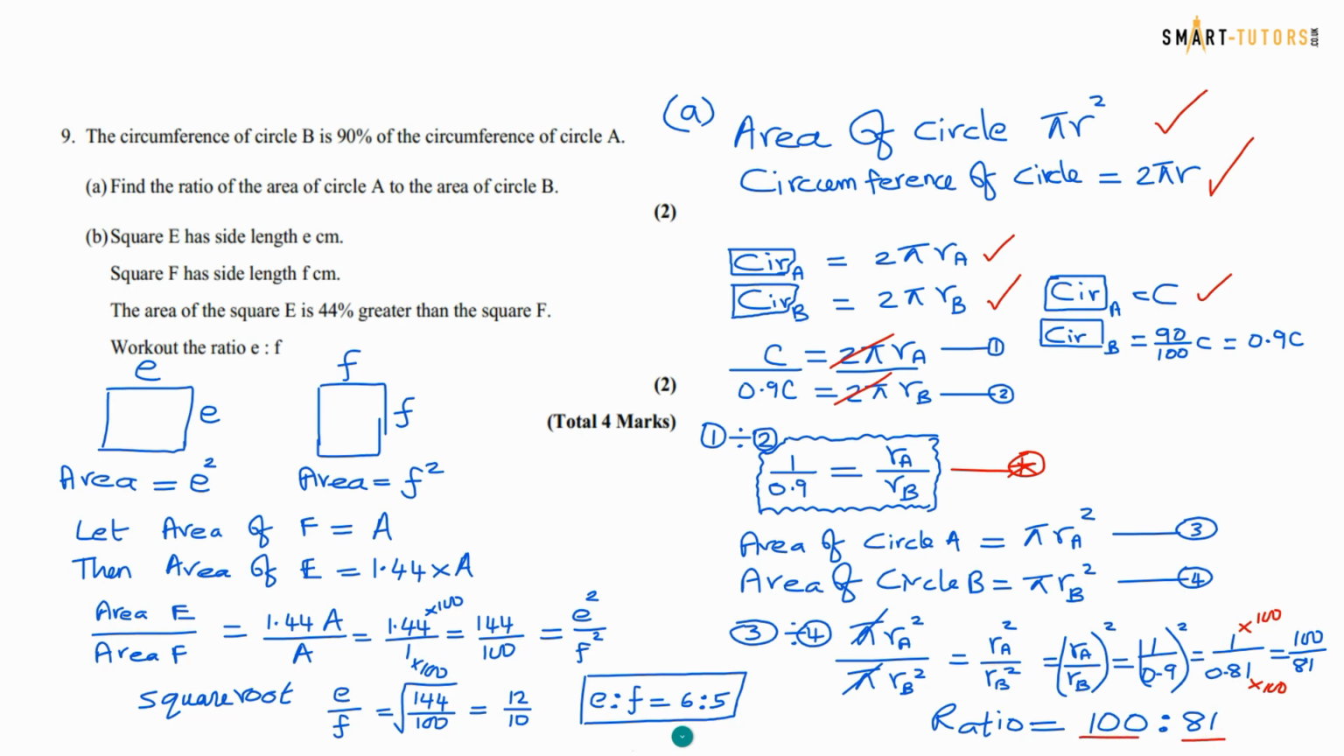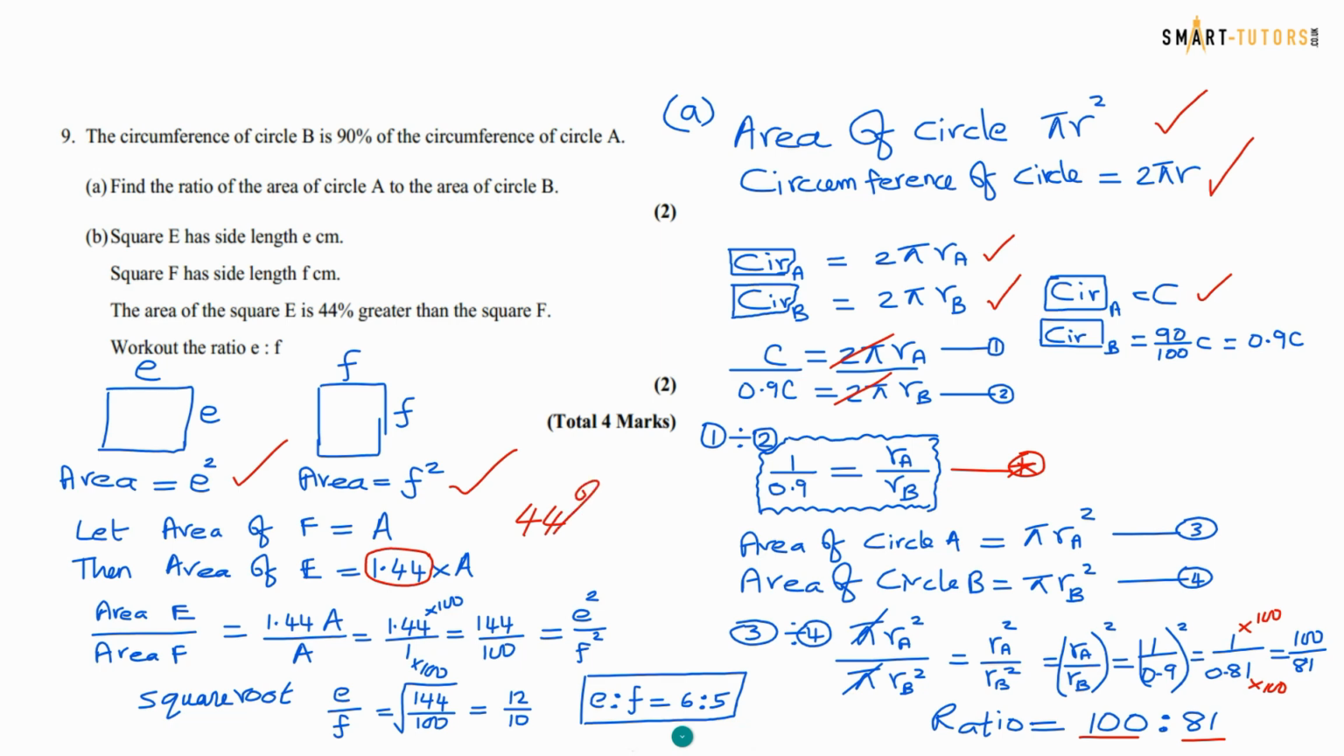The next question, B part. Square E has a side length of E, so its area is E times E, which is E squared. Square F is F times F, which is F squared. And the area of square E is 44% greater than square F. So let the area of F be A, then the area of E is 1.44A. Why?